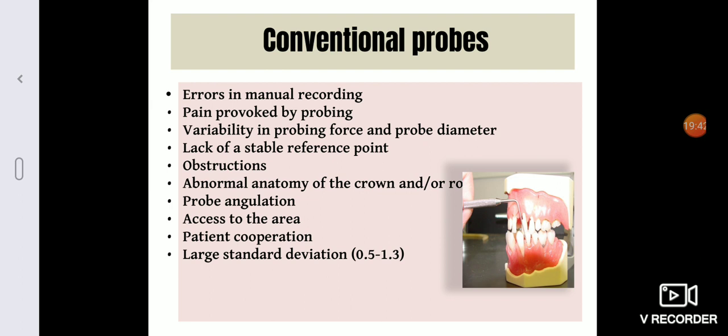and there can be large standard deviations. So whenever we record and then re-record, there could be a lot of difference in the probing depth or attachment levels that we had recorded prior, and the range could be as large as 0.5 to 1.3. So that's really a very large range of error.